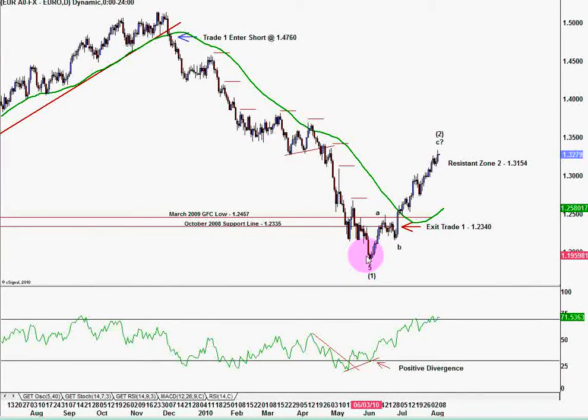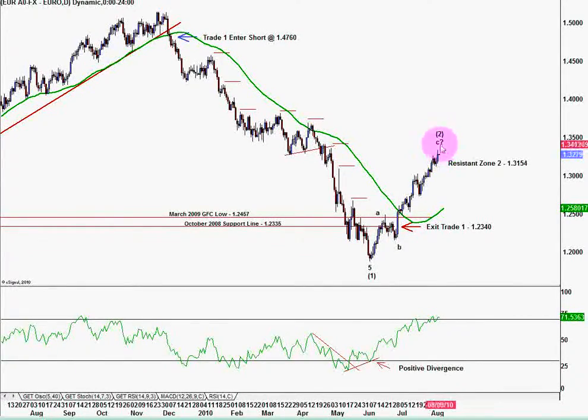So we can see the major points here of the GFC low, that's March 2009, and in fact going back to the October 2008 support line. The expectation is that when this wave 2 finishes, and it looks like it's topping now, particularly given that the relative strength index is popping its head over the top of the 70 line.